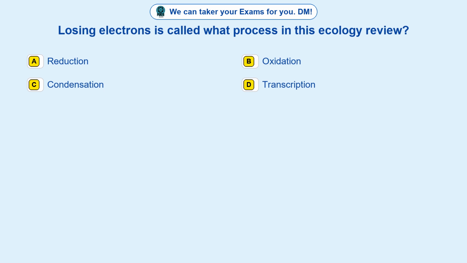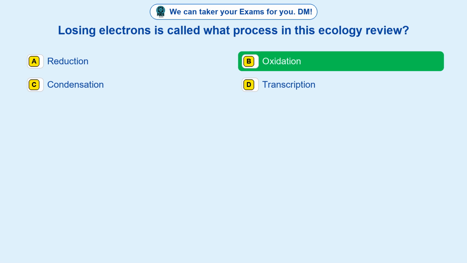Question 43. Losing electrons is called what process in this ecology review? Option A, reduction. Option B, oxidation. Option C, condensation. Option D, transcription. The correct answer is option B, oxidation.